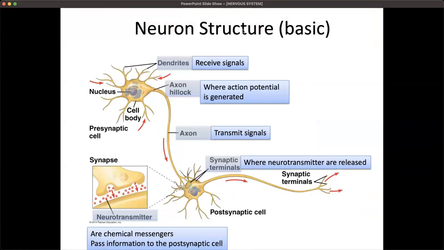So this is the basic morphology of the neuron. The dendrite is going to receive the signal. We have the axon hillock, like a neck of the cell body, and that is where the action potential is going to be generated. What is an action potential? We're going to look at that later. The axon over here is going to transmit the signal from the cell body to another cell. And we have the synaptic terminal, where the neurotransmitter is going to be released, meaning from electrical impulse into chemical impulse. The chemical messenger passes information to the postsynaptic cells.